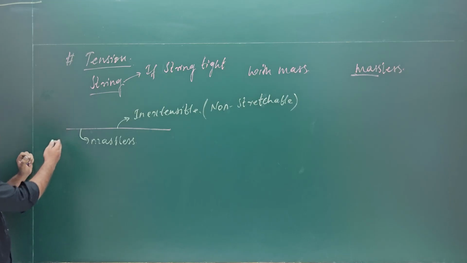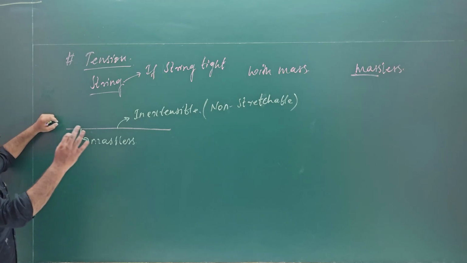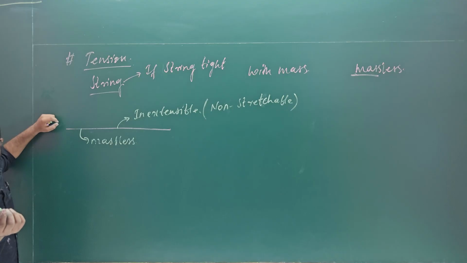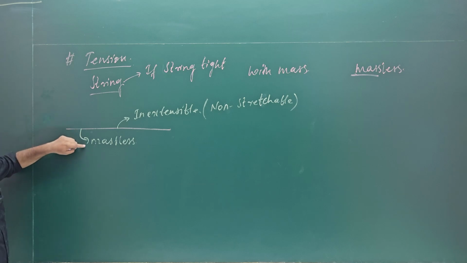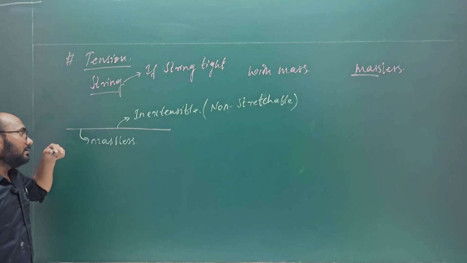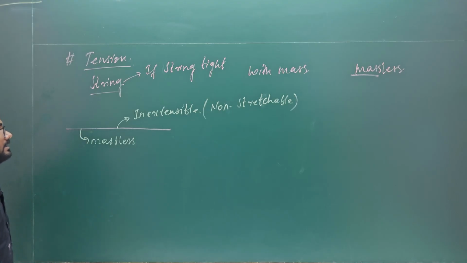For example, consider there is a rope, and we are considering that it is made up of massless material. Whenever we are discussing a massless string, we consider that it stretches, but in comparison to 1000 meters, 1 meter is neglected. Same thing: it is inextensible, non-stretchable, and the second property is massless. Tension is only applicable if the string is tight.